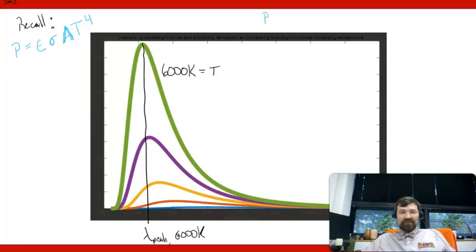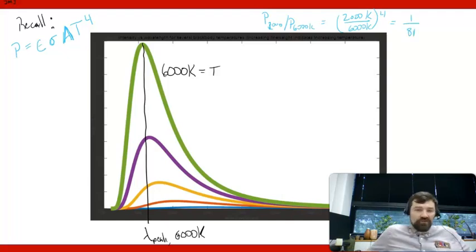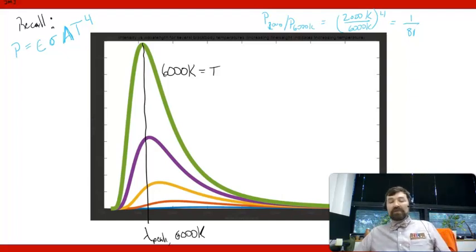So power of, we'll call this, 2,000 over power of 6,000 Kelvin should look like 2,000 Kelvin divided by 6,000 Kelvin to the fourth power. So this is a third raised to the fourth power. That's 1 over 81. So the green one should have 81 times more power, and thus basically 81 times more area under the green curve compared to this blue one.